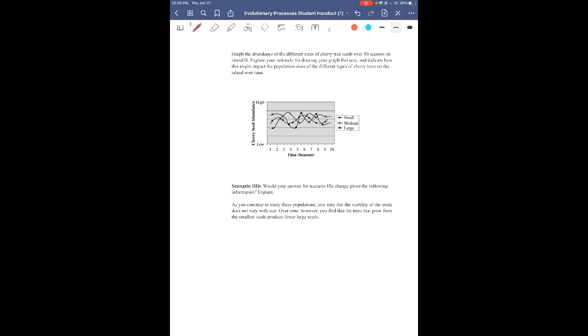And okay, so here's kind of the graph of the seed abundance over time. So we see that the medium-sized seeds and the large seeds are kind of fluctuating all around because large seeds are more likely to reproduce, but they're also more likely to be eaten. So they fluctuate a lot more. And then we see the small seeds are also fluctuating, but not to the same extent as the larger seeds.